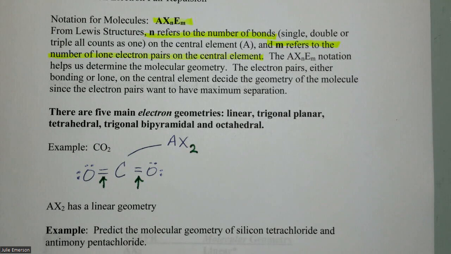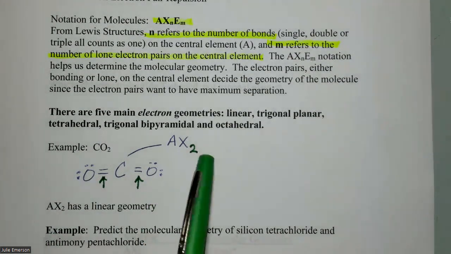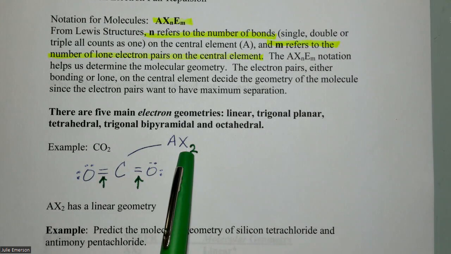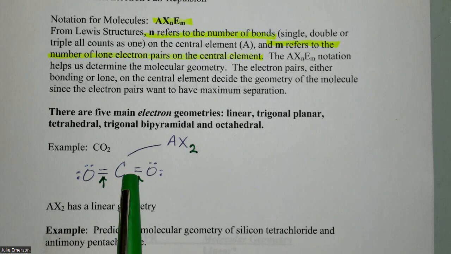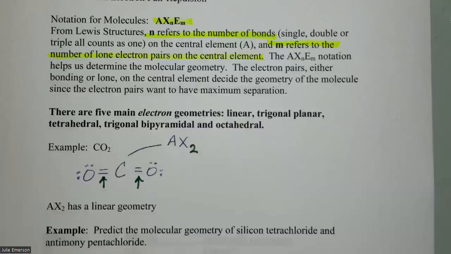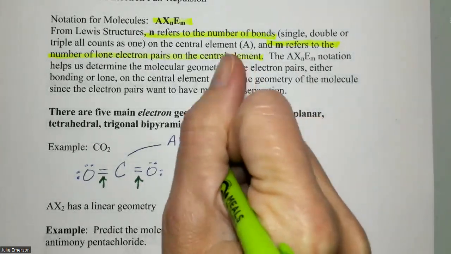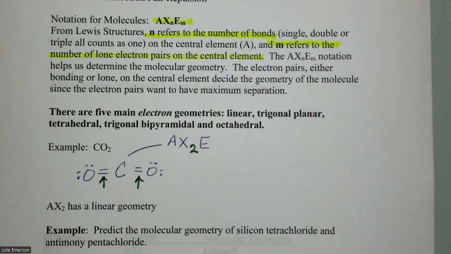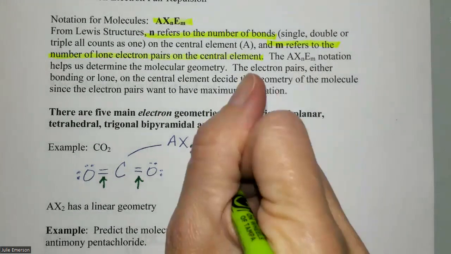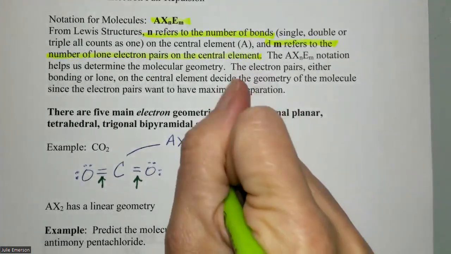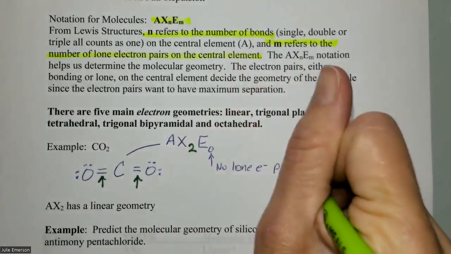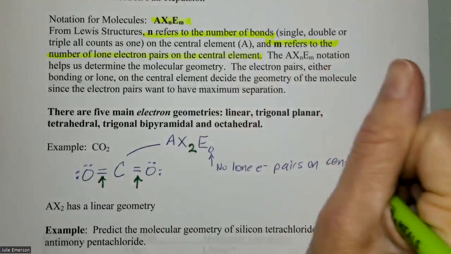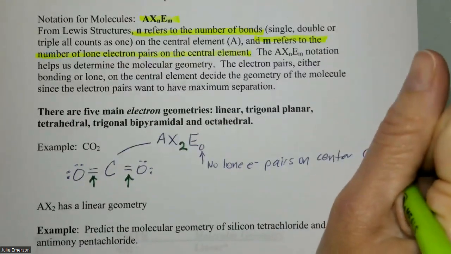And again, like I mentioned, in terms of the X, the number of bonding elements, it doesn't matter if it's a single bond, double bond, triple bond, it all just counts as one for the X. So there's 1, 2, right? So AX2. And then the E in this case is the number of lone electron pairs on the carbon. And in this case, this would be a 0, right? And so I'm going to make a little note because there are no lone electron pairs on the center carbon.